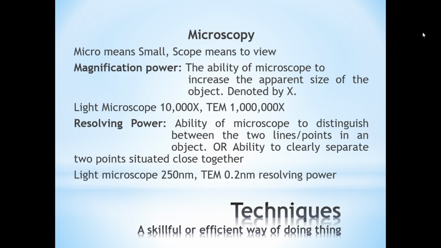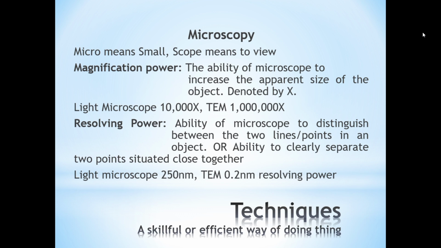First of all, the first technique used in cell biology is microscopy. Micro means small and scope means to view, to look. It is an optical instrument with the help of which we can see those things which cannot be seen with our naked eyes. It is an optical instrument for viewing very small objects, typically by magnifying them several hundred times.